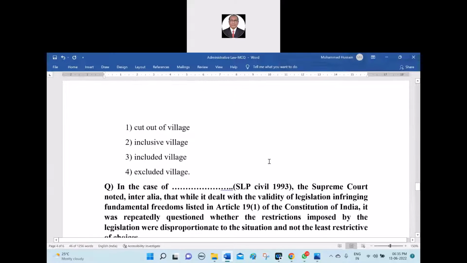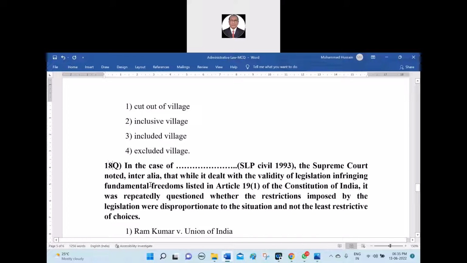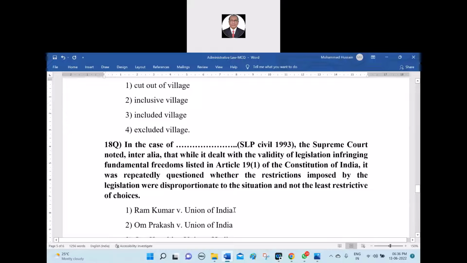Question number 18. In the case of dash, SLP, supplementary question. What is SLP? Special leave petition, Article 136. Within parenthesis, SLP Civil 1993, the Supreme Court noted inter alia that while it dealt with the validity of the legislation infringing the fundamental freedom listed in Article 19(1) of the Constitution of India, it was repeatedly questioned whether the restrictions imposed by the legislation were disproportionate to the situation or not the least restrictive choices.